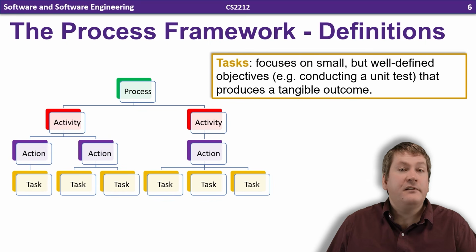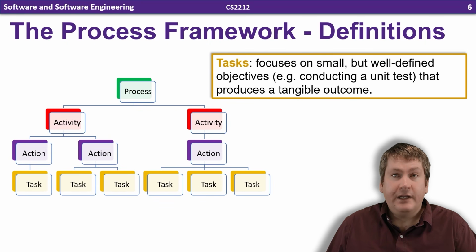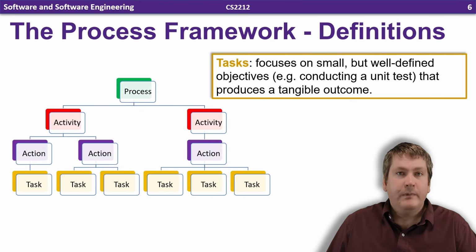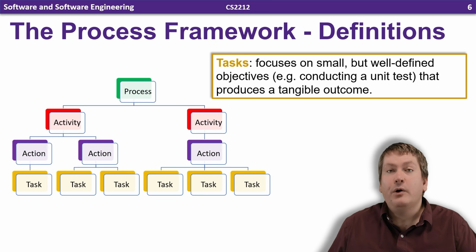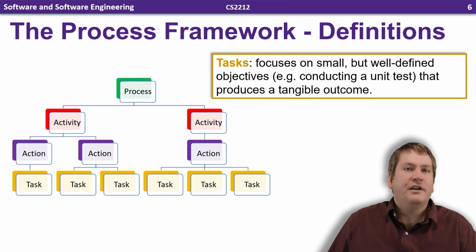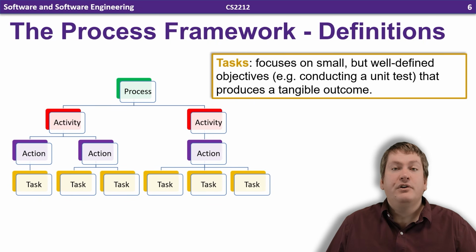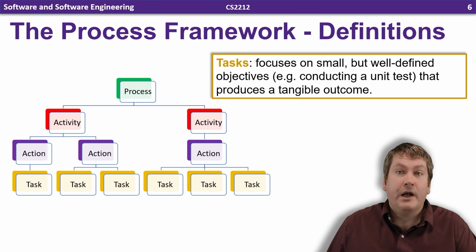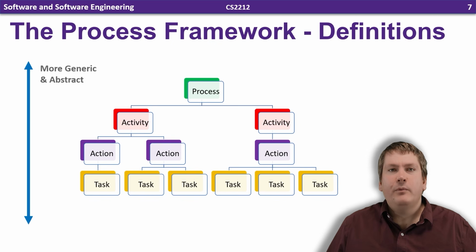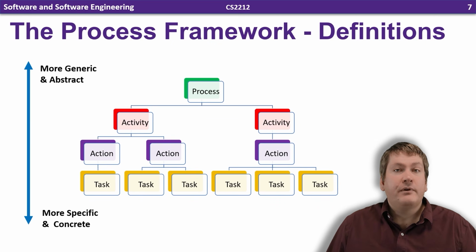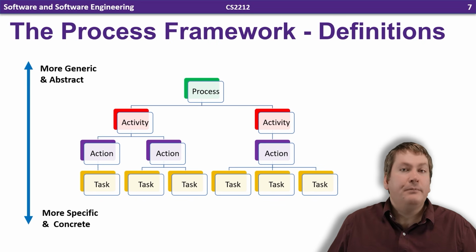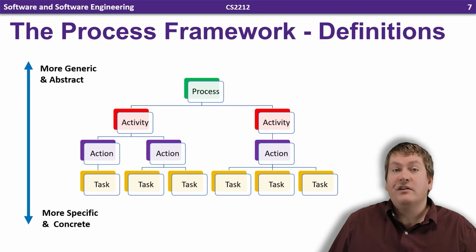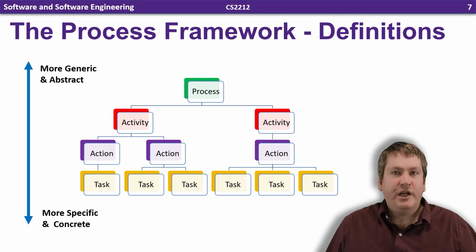So speaking of tasks, they are the lowest level of the hierarchy, and they're also the most detailed. Each task focuses on a small but well-defined objective. For example, conducting a specific unit test that produces a tangible outcome or work product. So one thing to note here is that as we move from the top of the hierarchy to the bottom, items become more specific and concrete with more tangible outcomes. Activities are general and applicable to all software projects, whereas tasks need to be customized for each project, and they are far more specific.